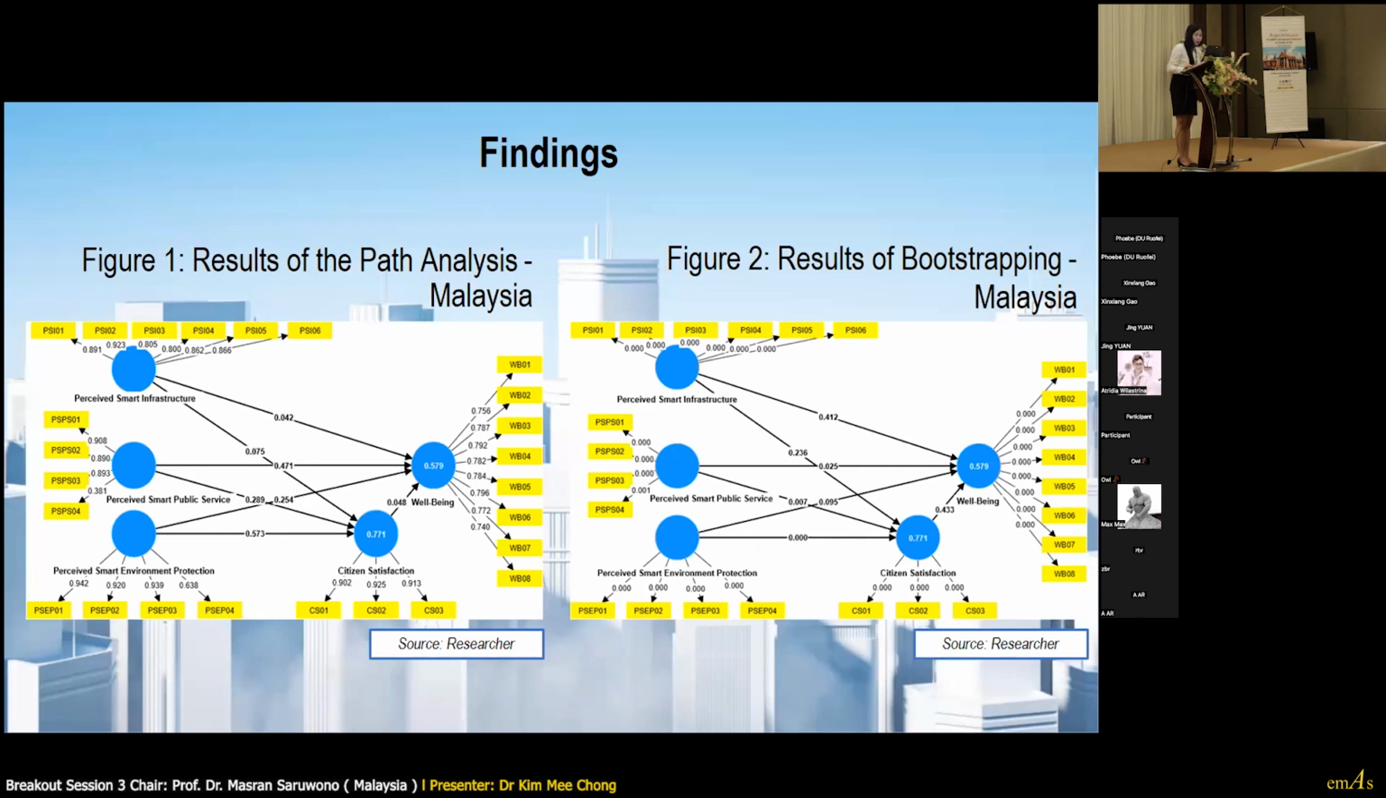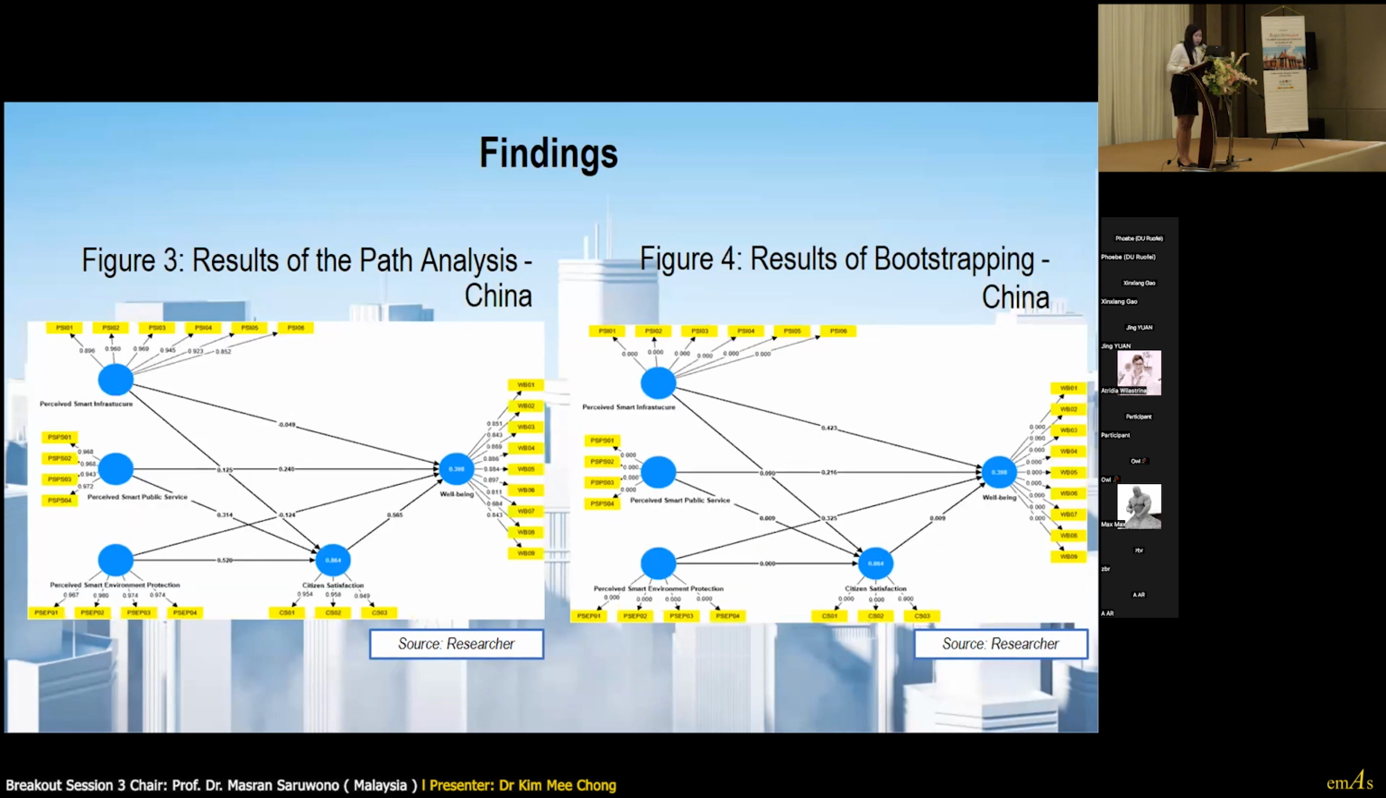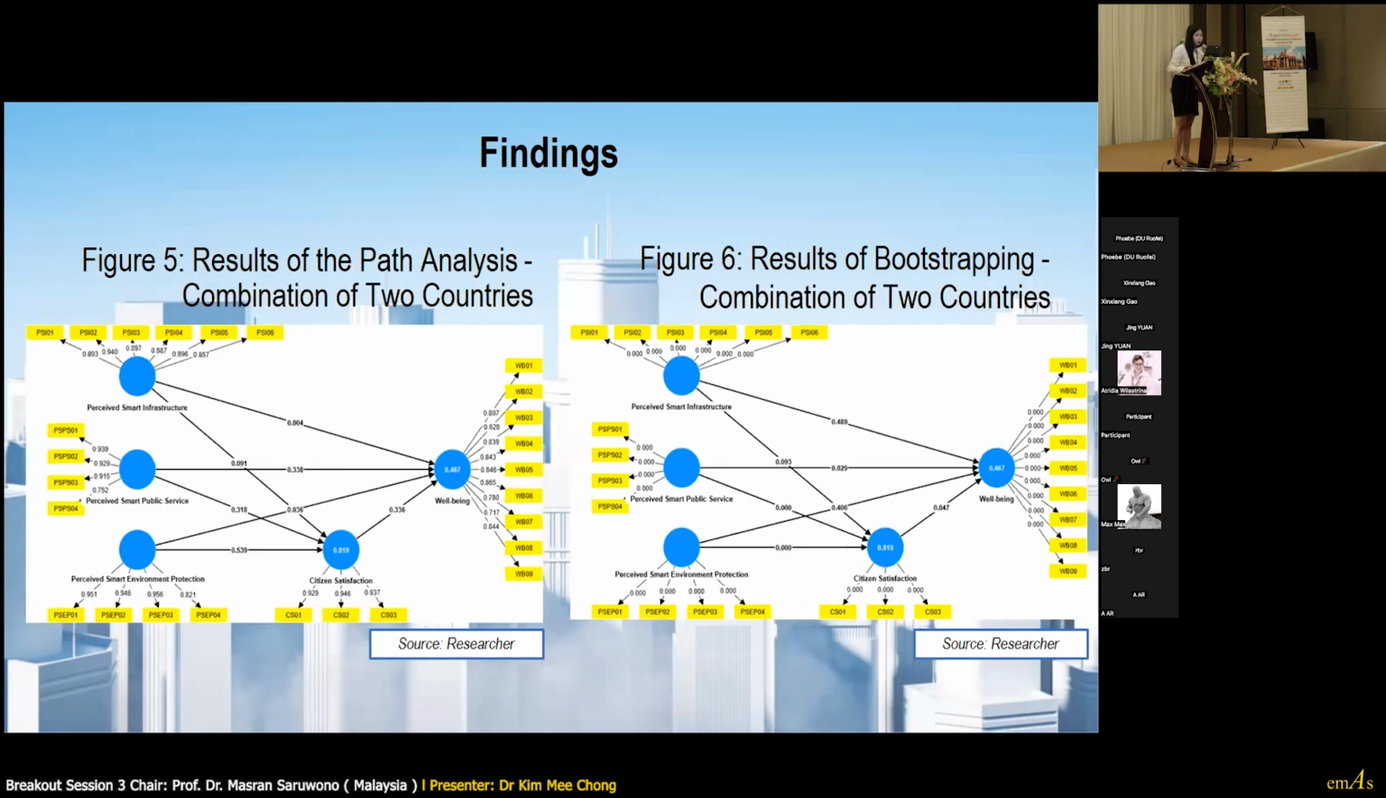For Malaysia, we can see that the R-square is more than 0.5. The same goes for China, although relatively lower compared to Malaysia, in the bootstrapping results. Then we also ran the combination of these two countries, Malaysia together with China.